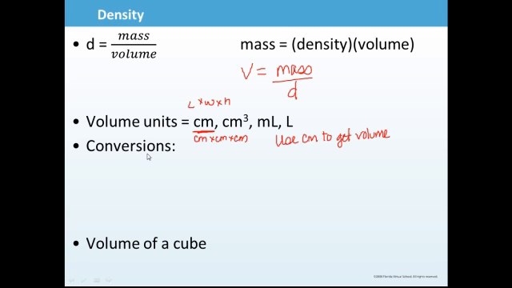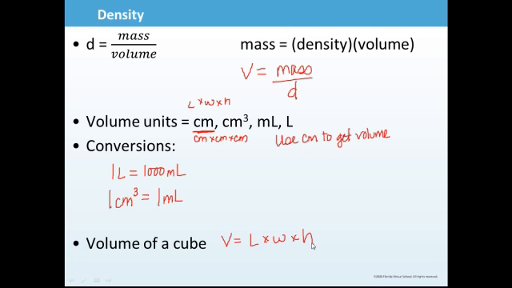Some conversions that we need to remember: 1 liter equals 1,000 milliliters, and 1 cubic centimeter equals 1 milliliter. Volume of a cube. You will have a problem where you have to calculate the volume of a cube. Volume of a cube equals length times width times height. So you could end up with a problem where it gives you a cube that has 2.0 centimeters times 3.5 centimeters times 4.5 centimeters. How many grams of your product will you make?